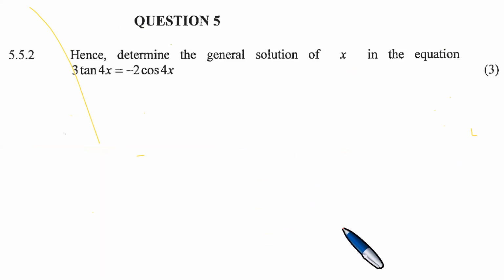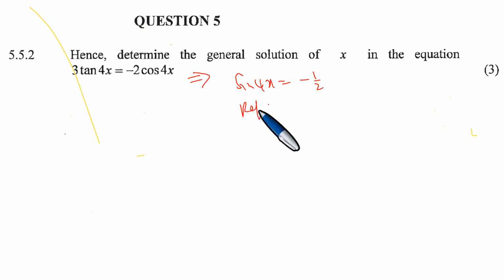Hence, determine the general solution of x in the equation. All right. From the previous question, we already know that the sine of 4x is equal to minus 1/2. We already have worked this out, but we can get the reference angle of this. So we have arc sine of 1/2, which is 30 degrees.